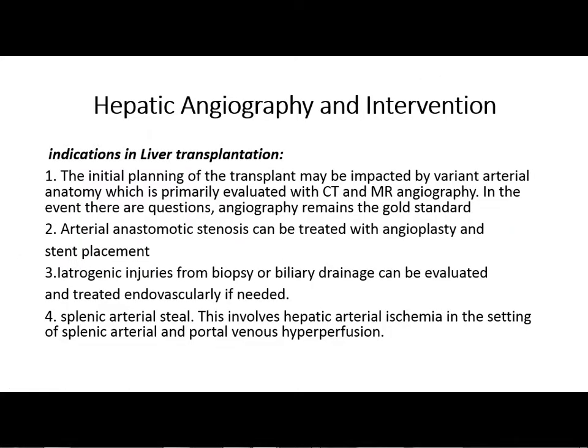Indications in liver transplantation. The initial planning of the transplant may be impacted by variant arterial anatomy, which is primarily evaluated with CT and MR angiography. In the event there are questions, angiography remains the gold standard. Arterial anastomotic stenosis can be treated with angioplasty and stent placement. Iatrogenic injury from biopsy or biliary drainage can be evaluated and treated endovascularly if needed. Splenic arterial steal involves hepatic arterial ischemia in the setting of splenic arterial and portal venous hyperperfusion.